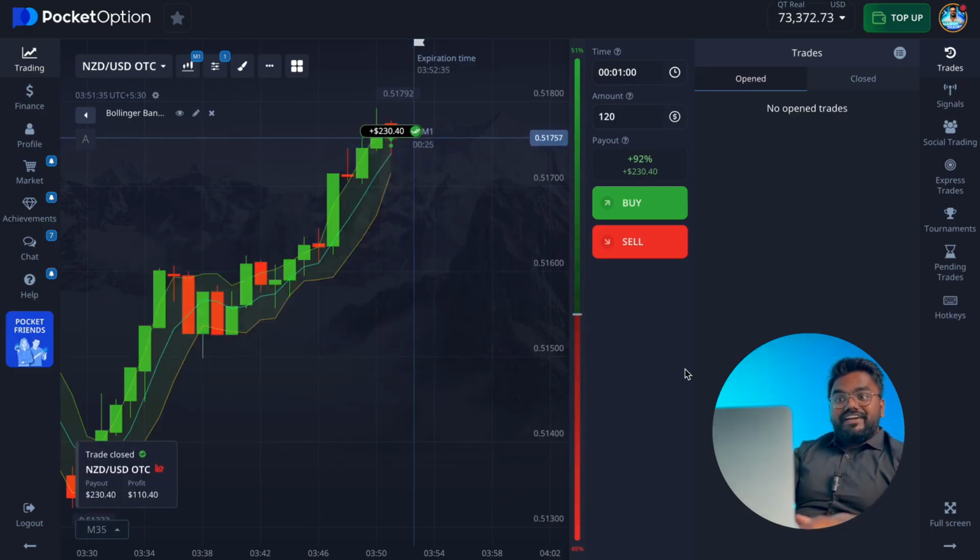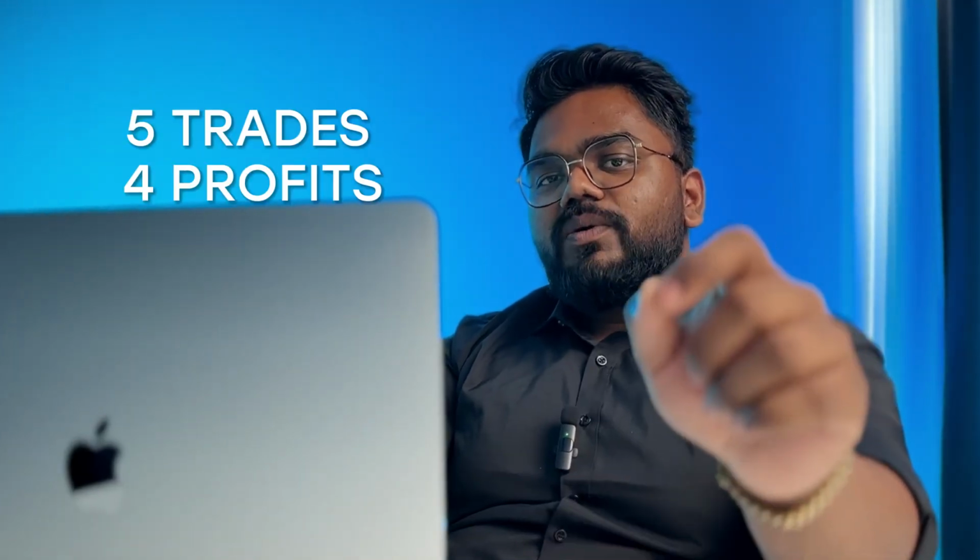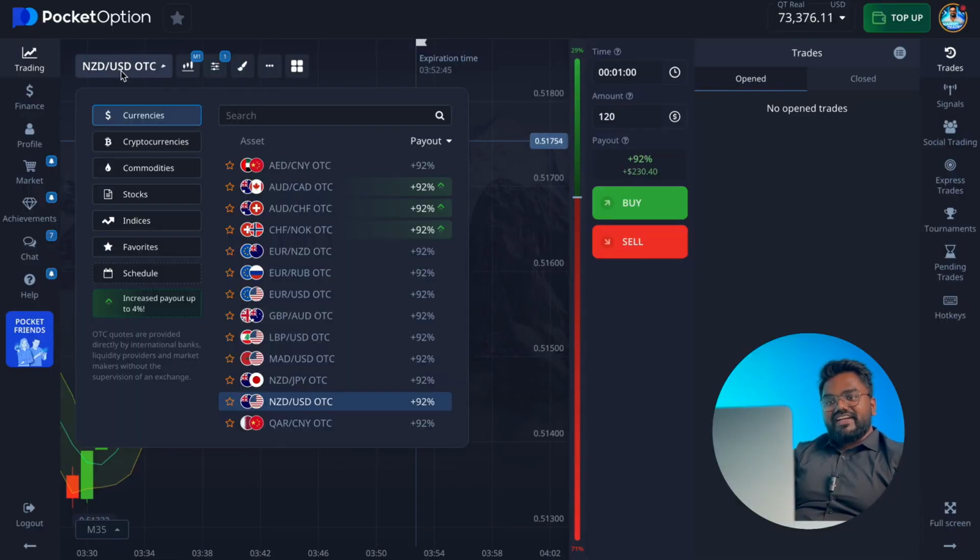And guys, as we projected, we also made one more profit. 5 trades, 4 profits, 1 loss. Don't you think it's the best? Let's go with a different currency right now.